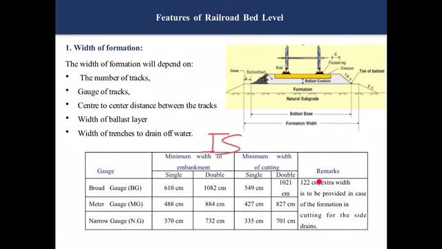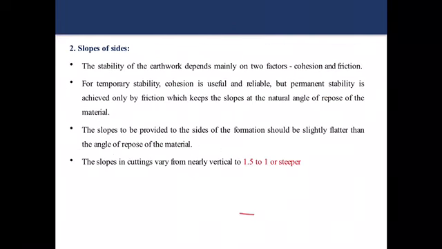And one more thing you should see here, that when the formation is taken on the cutting, an extra 122 centimeter width is provided, because in the cutting we require additional side drains to be constructed. So now for the construction of these two side drains, we require additional width. Okay, so this provision will be provided when the formation level is taken on the cutting.